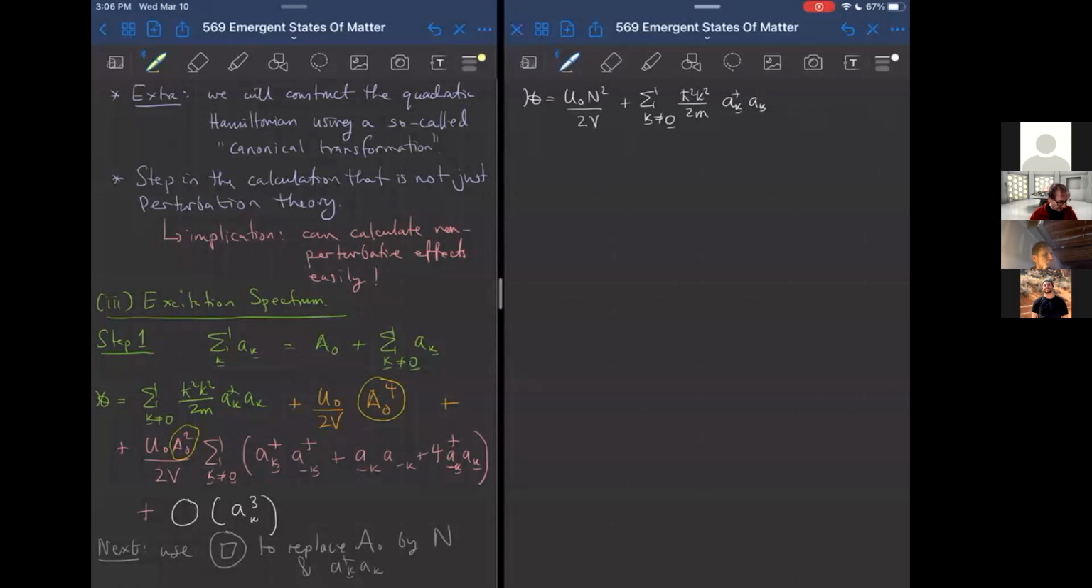Okay, so that's the first term, and then the second term becomes, I'm going to write it down over here. So now I have a bunch of A's, and notice that I've got a factor of 2, AK dagger, AK, whereas on the previous page, I had a factor of 4, AK dagger, AK dagger. So that just comes from making my substitution. Okay, and then of course there are terms of order A cubed, which we don't care about.